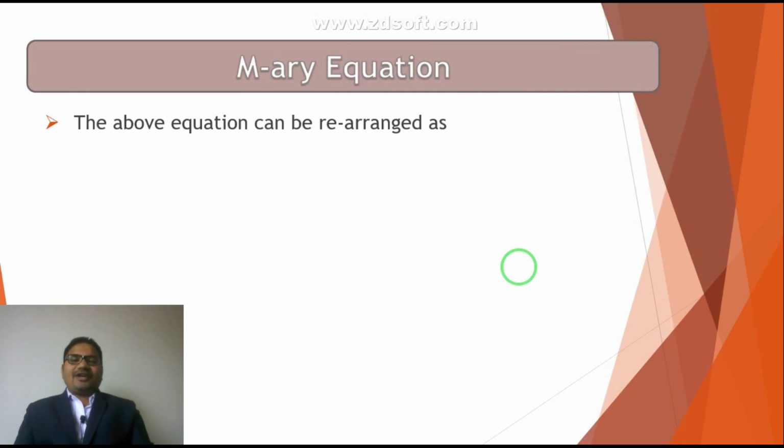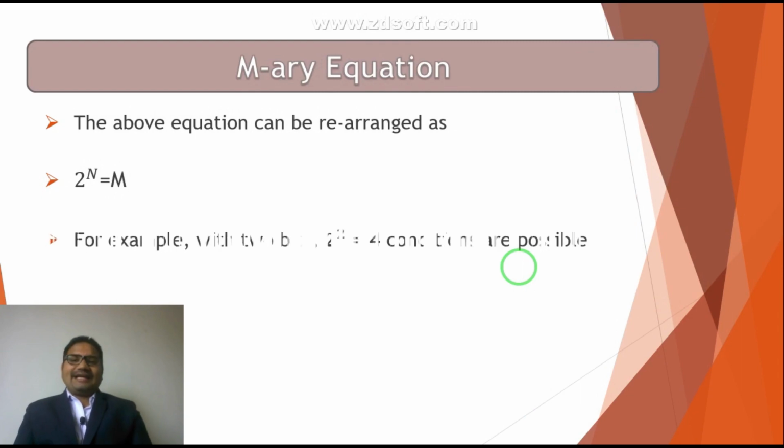Now this above equation can be rearranged as 2 raised to N equals M. So for example, if 2 raised to 2 is equal to 4, then the output would be 4. It means 4 conditions are possible.